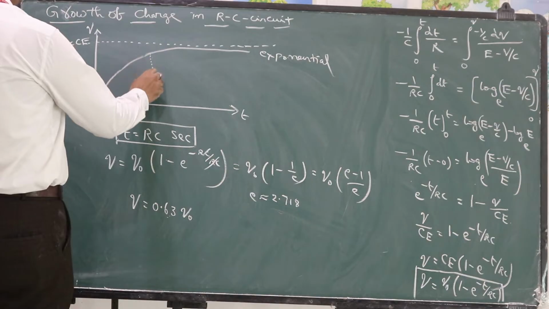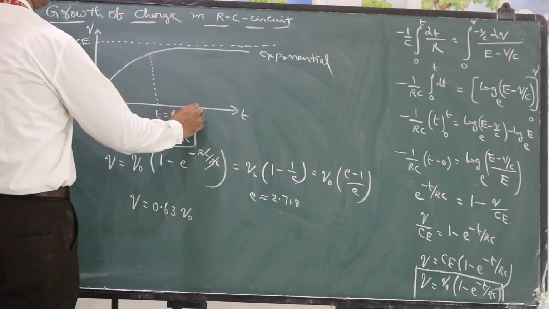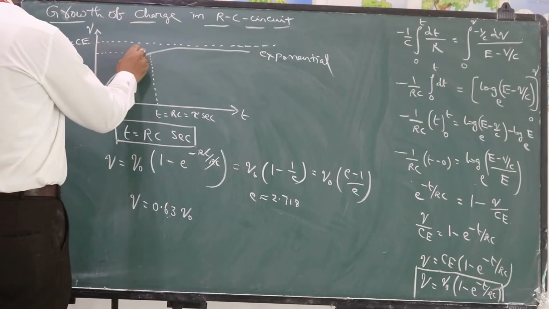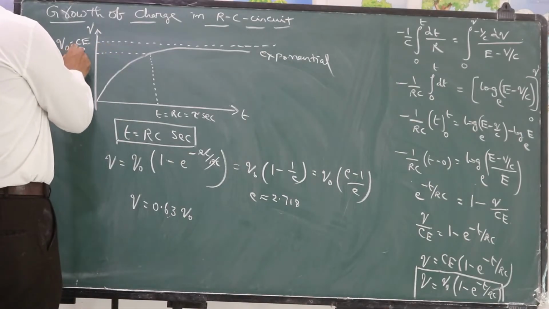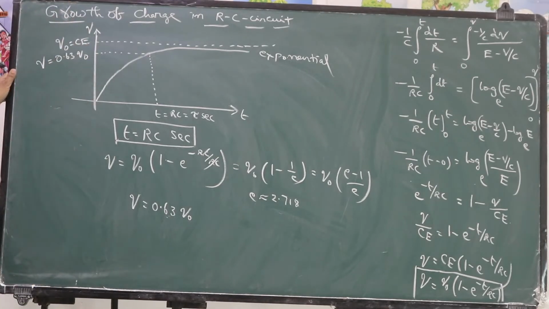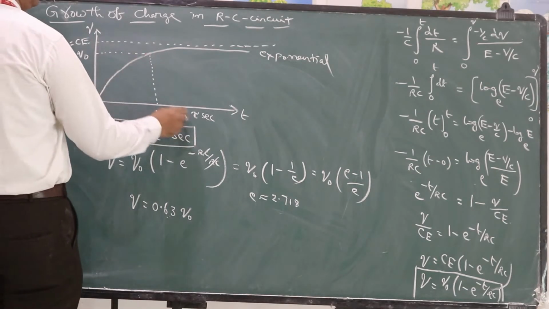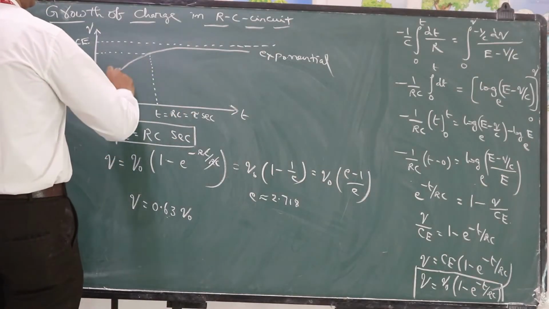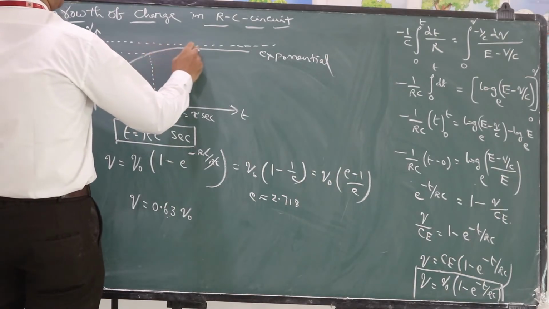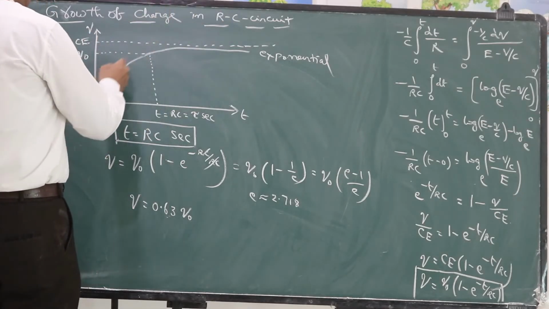That means t is equal to RC seconds, which can be represented as tau seconds. At this moment, the instantaneous charge is 0.63 times the maximum charge. And from t is equal to 0 to t is equal to RC seconds, the growth is considerable. Later on, the growth is there, but it is very small, negligible growth. Up to this point it is considerable growth.